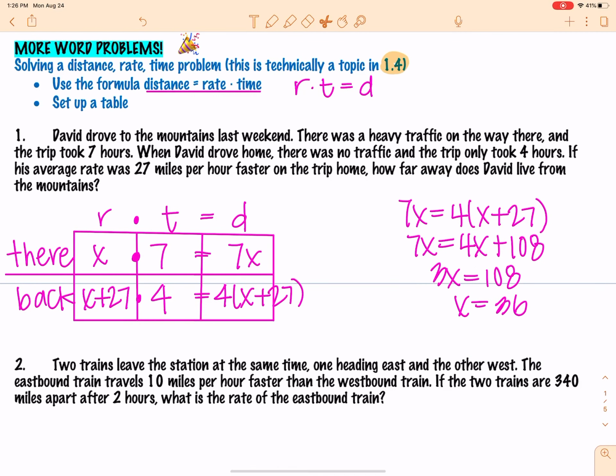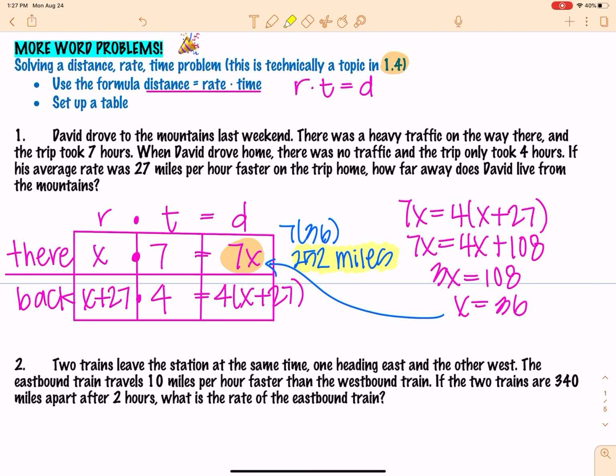So you're going to plug x into where we can find distance. So plug it into the distance column. Here, you could plug it into any one because these are actually the same numbers, right? Because they equal each other. So I'm just going to plug it into the 7x box to find my distance. So 7 times 36 is equal to 252. So he lives 252 miles from the mountains. And that is your final answer.